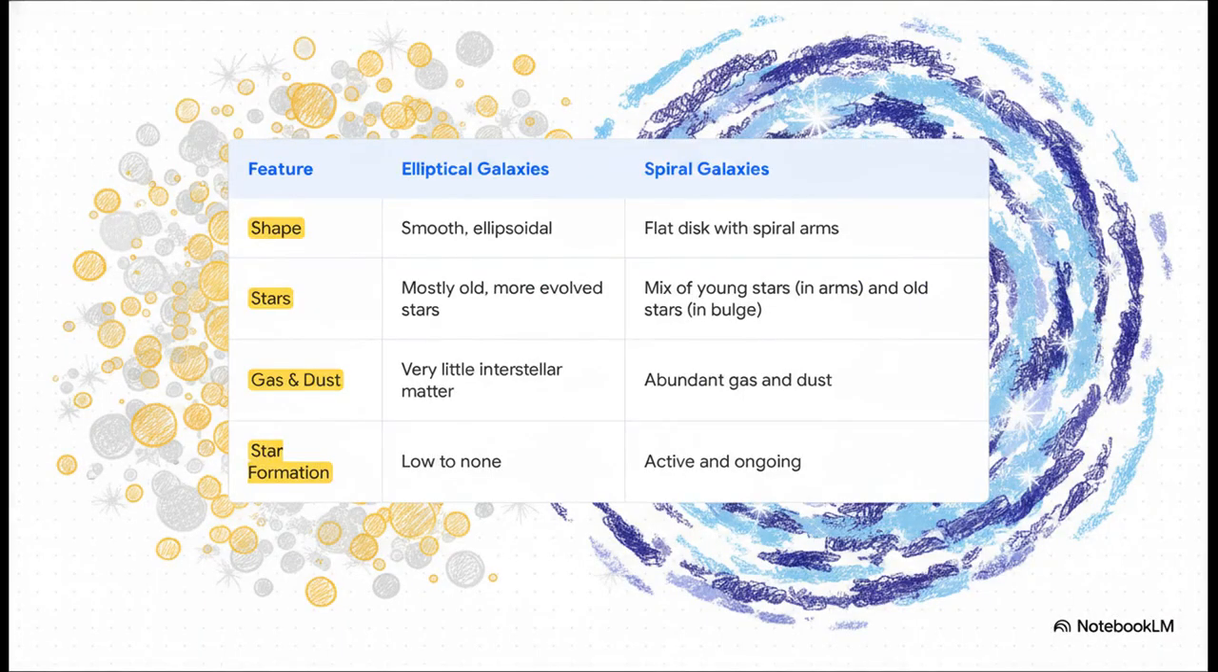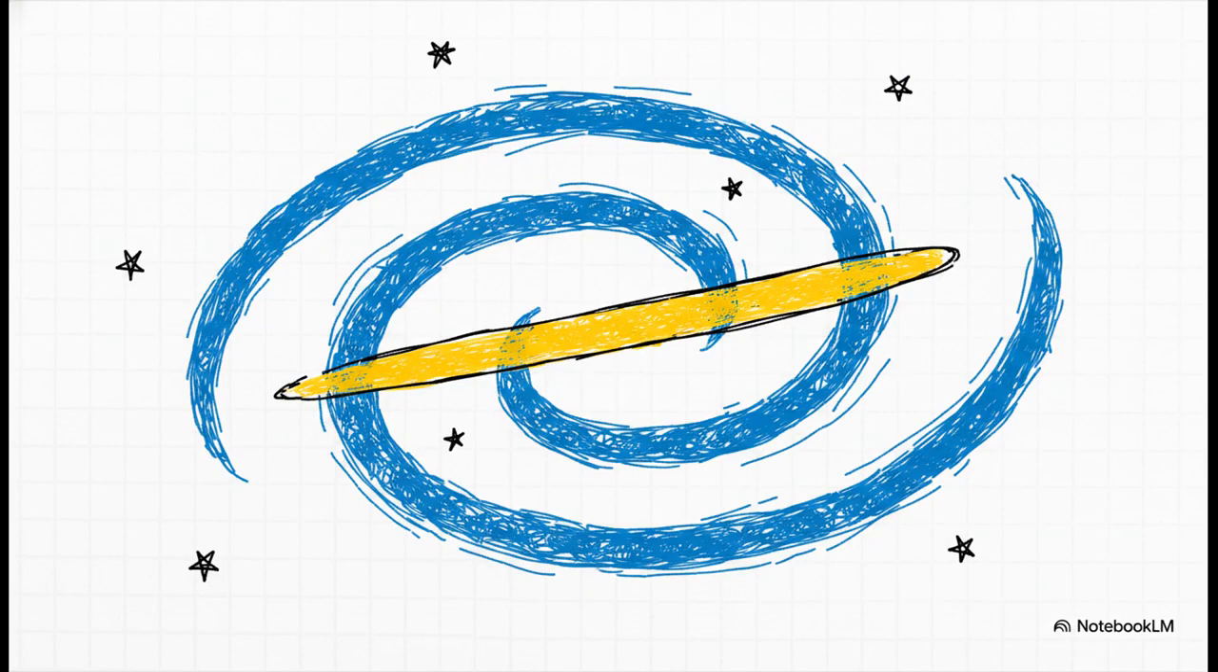Now, this is where it gets really interesting. Their shapes tell us about what's happening inside. Ellipticals are packed with older, more evolved stars and have almost no gas and dust left, which means their star-making days are pretty much over. But spirals, they are loaded with gas and dust, especially in those arms, making them these bustling, active nurseries for brand new stars.